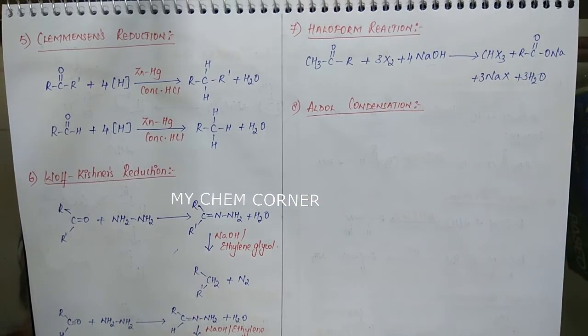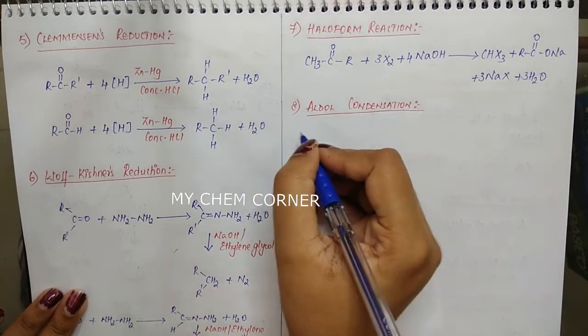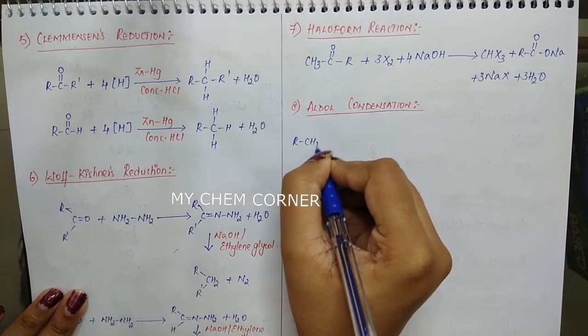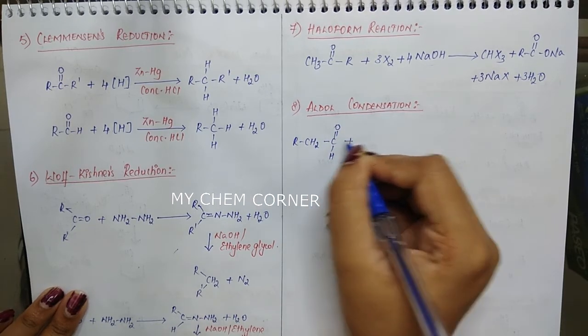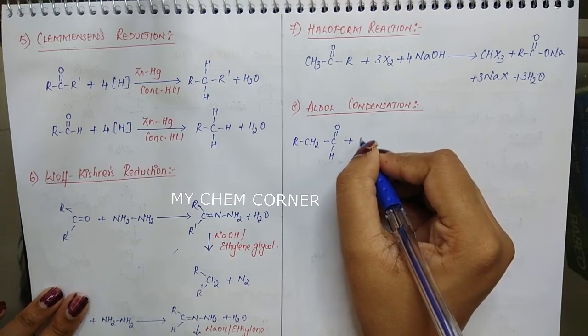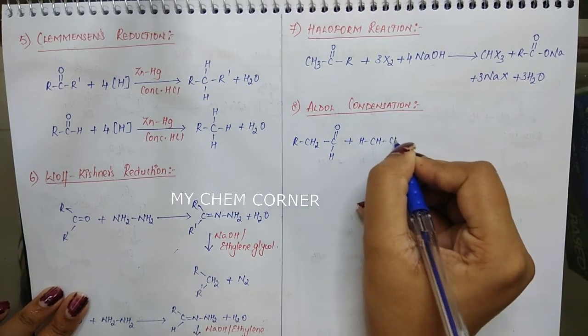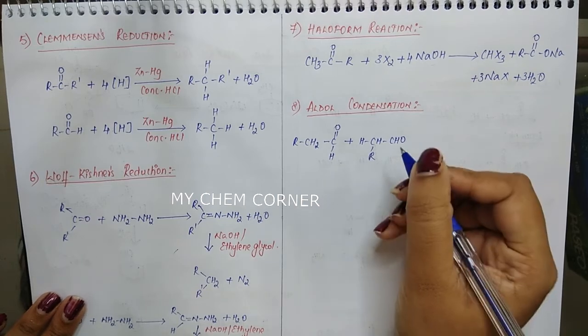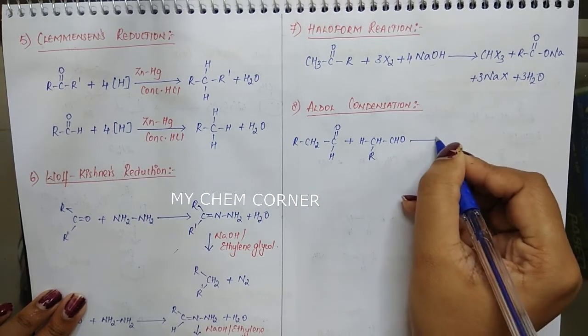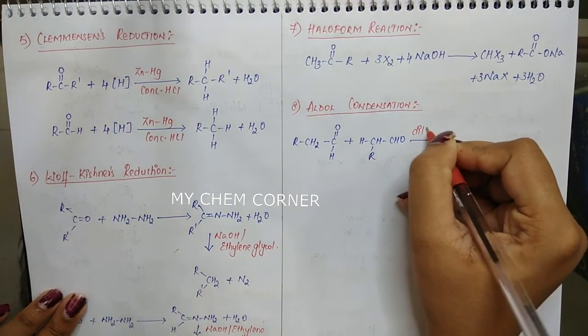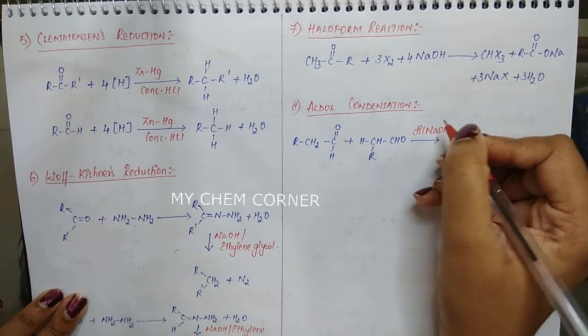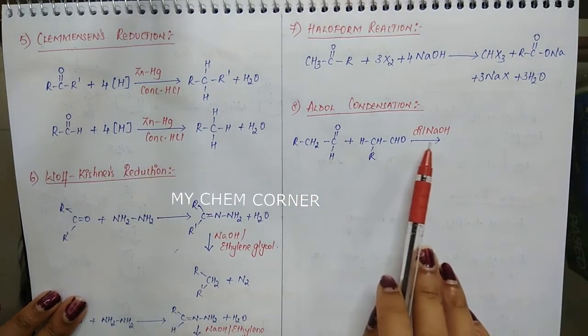So for this, let's see a general equation, how to do this reaction. Here I am taking an aldehyde, and I am taking another aldehyde also here, just to explain this in detail. Now this has to happen in the presence of dilute NaOH.